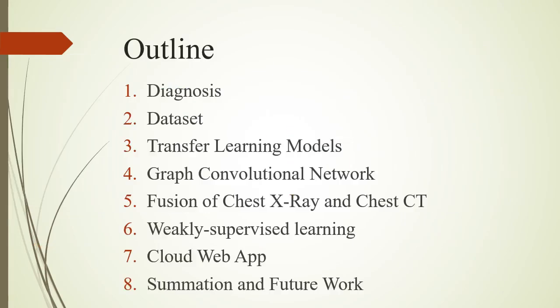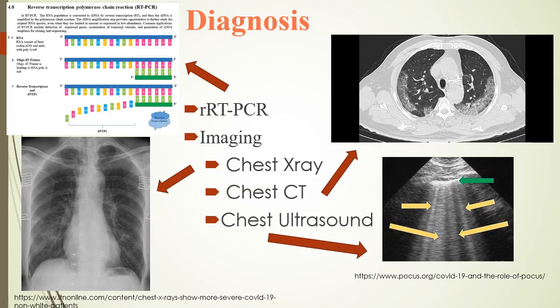This slide shows the outline of this talk. There are two different diagnosis methods. The first is the reverse real-time PCR method, which is sometimes called a viral test. And we have some imaging methods. There are 3 commonly available imaging methods: at the bottom left, the chest X-ray, on the top right, the chest CT, and finally the chest ultrasound, shown in the bottom right corner.